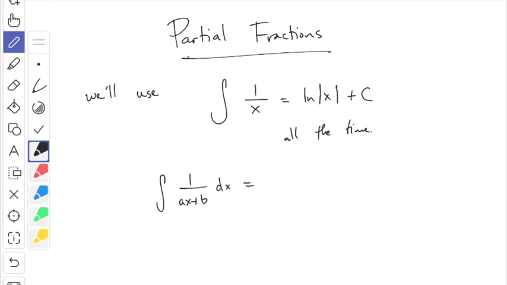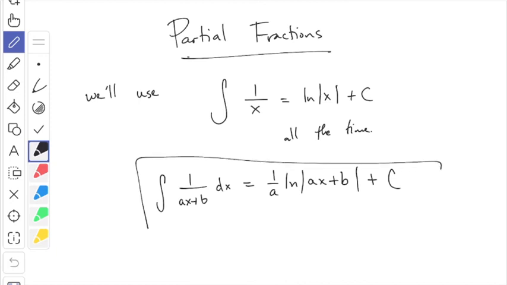So the question in our minds is, what difference does it make if you have a constant multiple in front of the x and also a constant added onto the x? And I'm here to tell you, this is what difference it makes. You get this: 1 over a, the natural log of the absolute value of ax plus b, plus c.